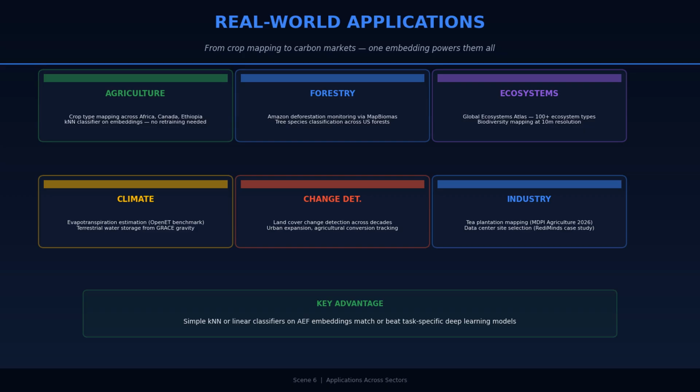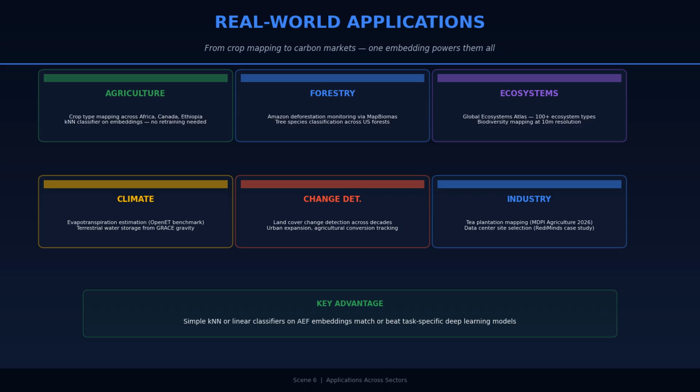AlphaEarth embeddings are already being applied across a wide range of real-world tasks. In agriculture, simple k-nearest neighbor classifiers on the embeddings achieve state-of-the-art crop mapping across Africa, Canada, and Ethiopia, without any model retraining. In forestry, MapBiomas uses the embeddings to monitor Amazon deforestation, while U.S. forest inventories benefit from improved tree species classification. The Global Ecosystems Atlas project maps over 100 ecosystem types at 10-meter resolution using AlphaEarth as its backbone.